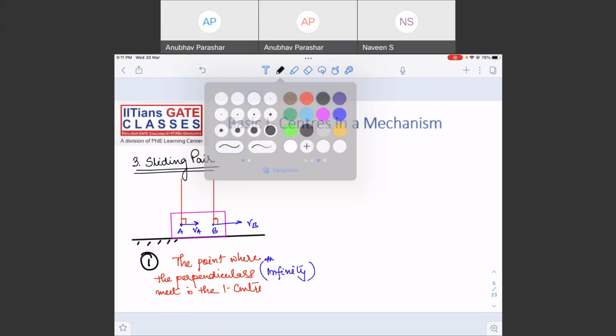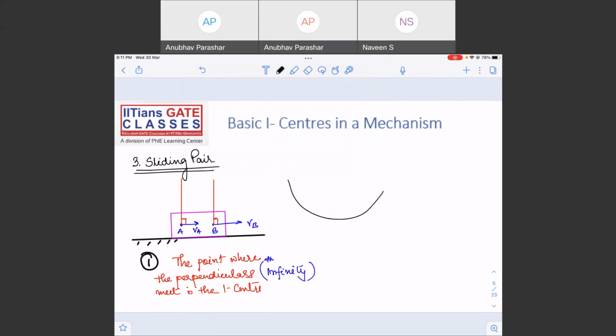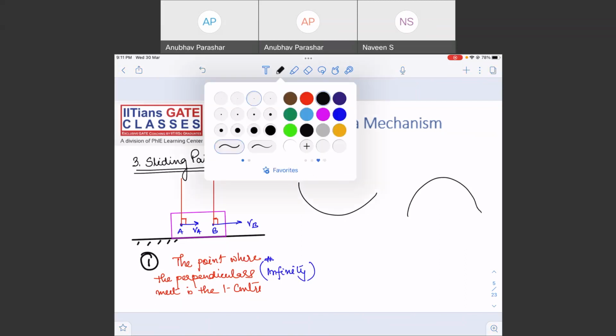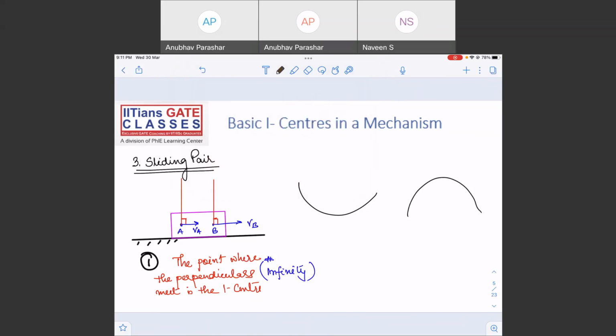Now, sliding can also happen on a curved surface, for example concave or convex. If the sliding is happening on a concave surface and you try to find the eye center, just draw the velocities. Directly citing it to you, the eye center is at the center.